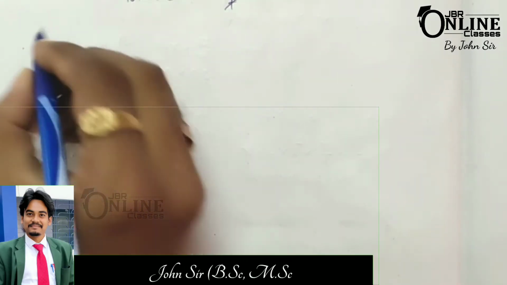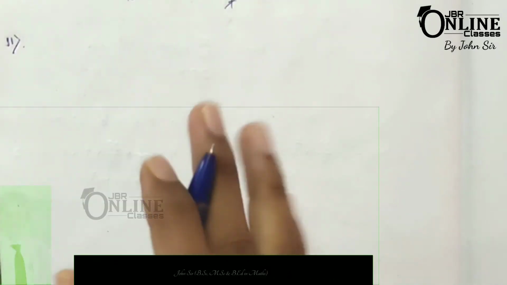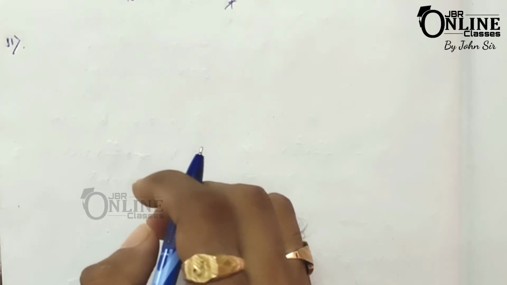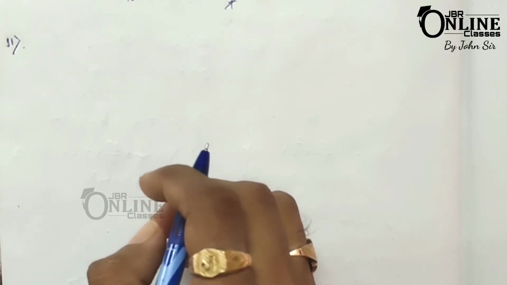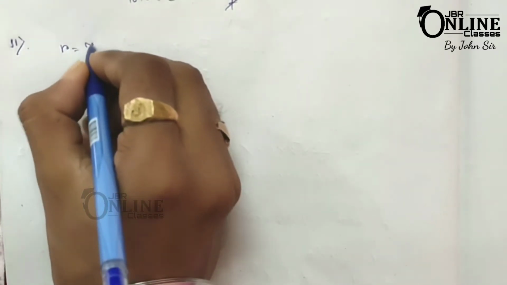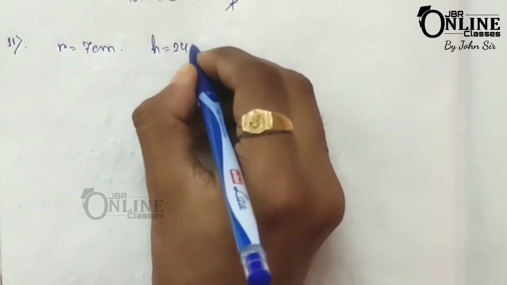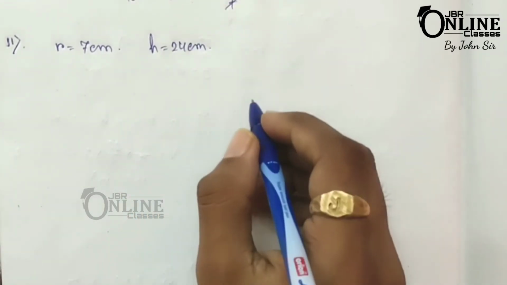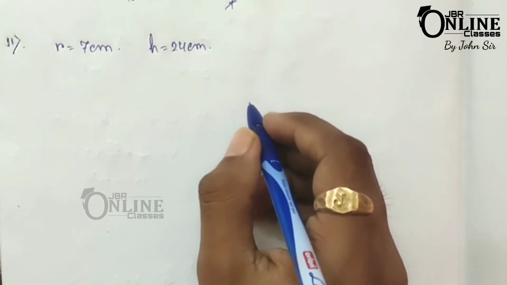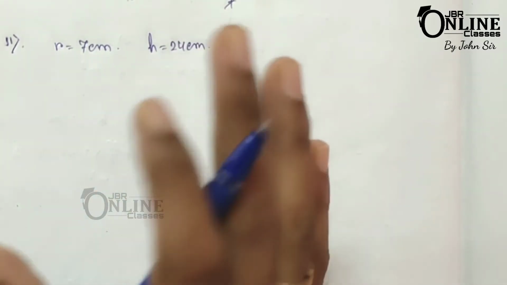And today I am going to start sum number 11 from exercise 17.2. This is the second video from that exercise. So here in sum number 11, a joker's cap in the form of a right circular cone of base radius 7 centimeter. So here radius equal to 7 centimeter and height equal to 24 centimeter is given. Now find the area of the cloth required to make 10 such caps. That means here you have to find out the curved surface area of that cap.